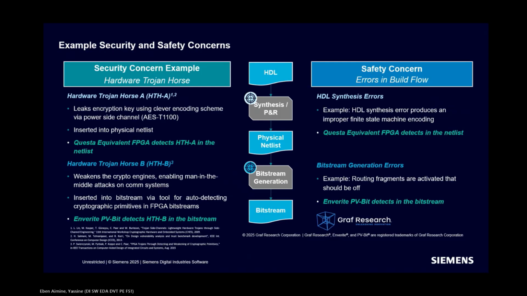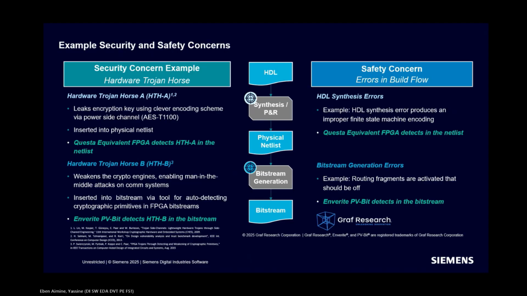Some examples of security and safety concerns that we deal with and that this targets. A security concern could be like a hardware Trojan horse. So an example here, something that leaks an encryption key using some clever encoding scheme, usually gets inserted into the physical netlist. You can catch this with Questa Equivalence FPGA. That's the Siemens EDA software.